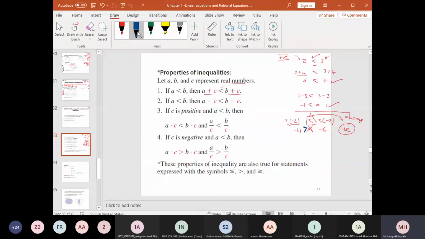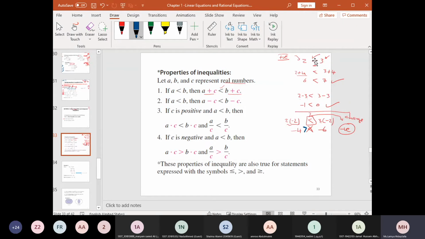Okay, so if you multiply by a negative number, we will change the sign. Okay, the same for the division. If you divide over a positive number, keep the inequality as it is.